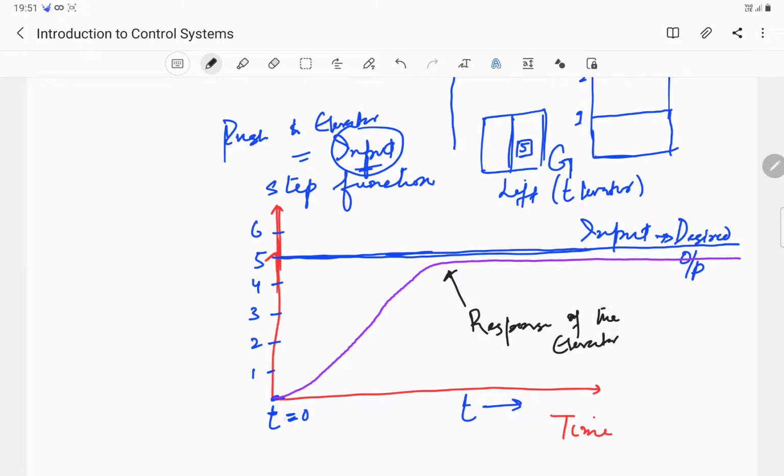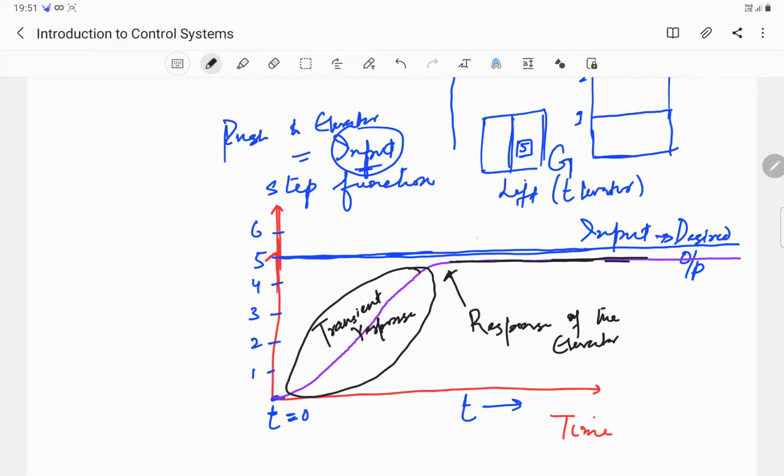So it takes some time. From t equal to 0, it goes up, and eventually it reaches this constant value. This part of the curve, when the lift is moving up from the ground floor to the 5th floor, is called the transient response. This is the transient response.